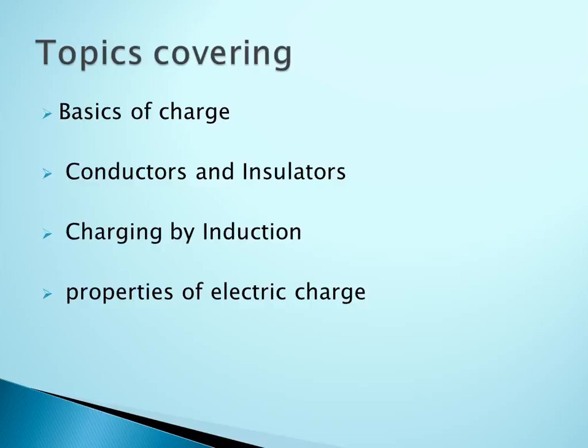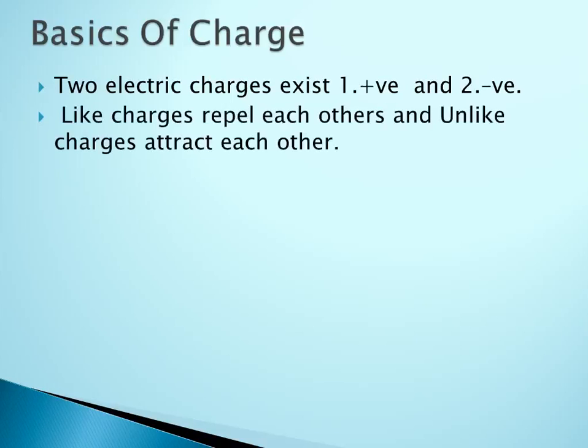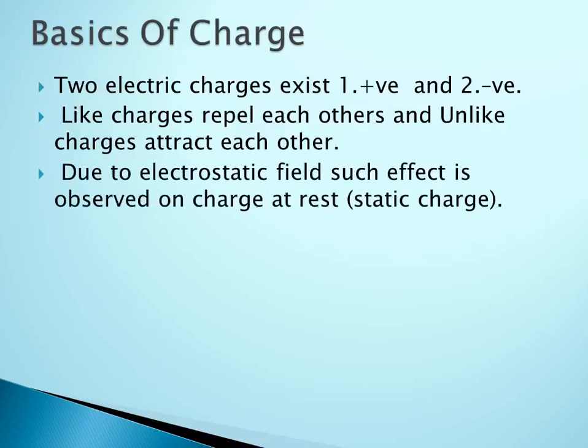Okay, so first we will see the basics of charge. Now what is charge? It is the property of matter that causes the matter itself to experience an electrostatic force when there is another electric charge near the first one. Okay, so this is electric charge and it falls into two categories, positive charge and negative charge. It is observed from experiments that like charges repel each other and unlike charges attract each other. And this is due to the field around these charges. The field is the electrostatic field.